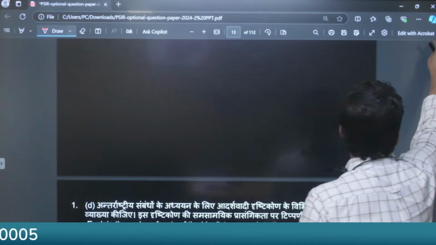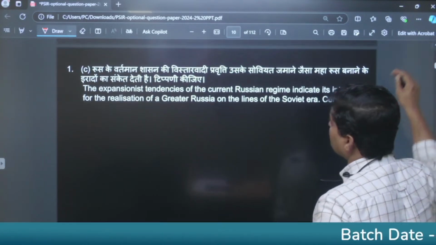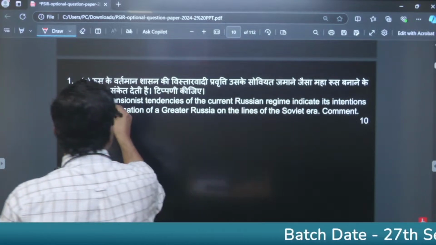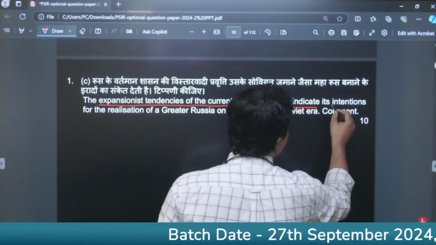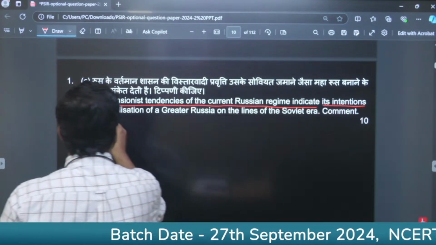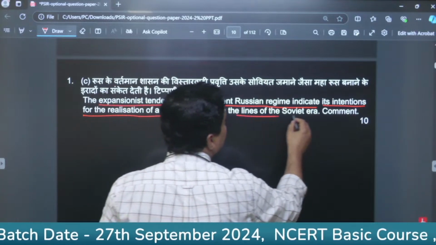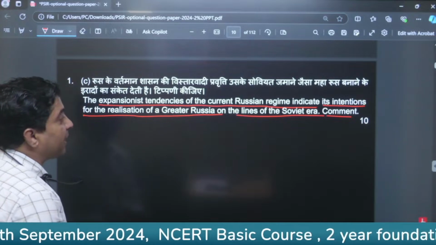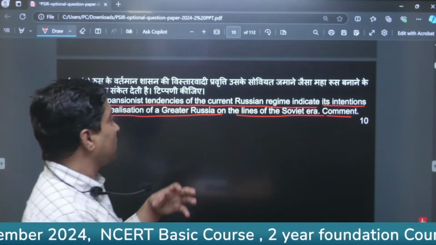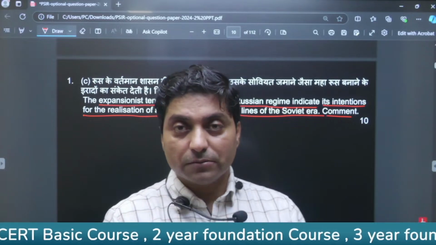Now let me move to the next question, and the next question is: the expansionist tendencies of the current Russian regime indicate its intentions for the realization of Great Russia on the line of the Soviet era. Comment. Now this is a question which is based on current affairs, but it is also related to the history of the world.